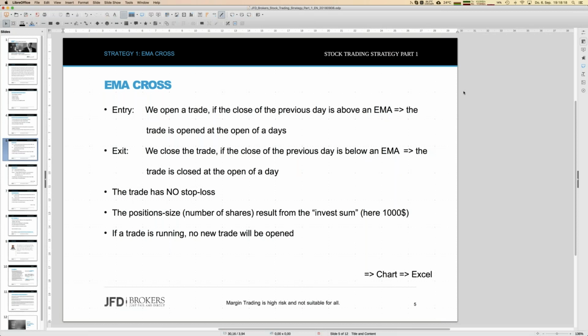That kind of trade does not have any stop loss, at least because we want to keep all the individual three strategies extremely simple. Now you might say, oh Stefan, you always say we have to trade with a stop loss and don't trade without a stop loss. In this case, it's okay.